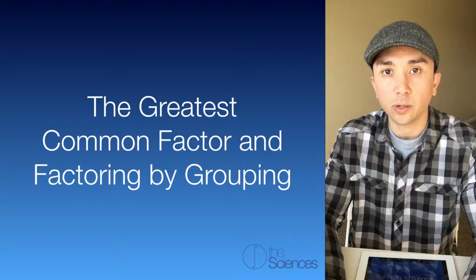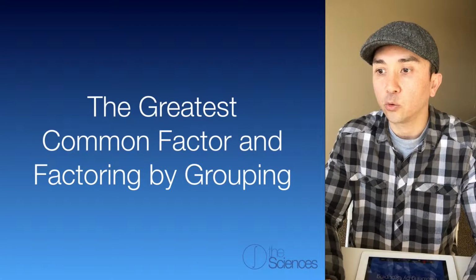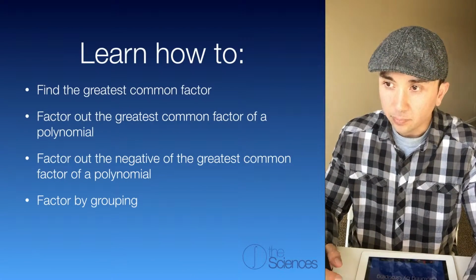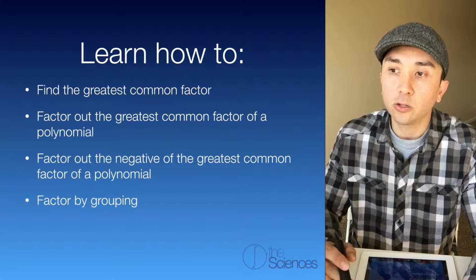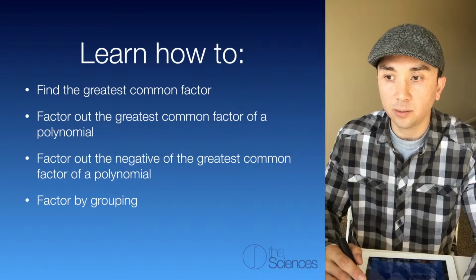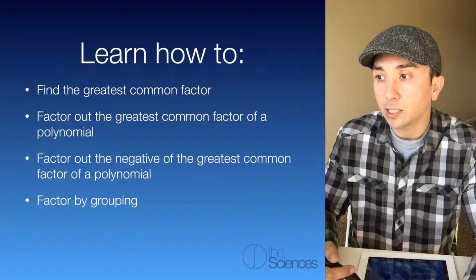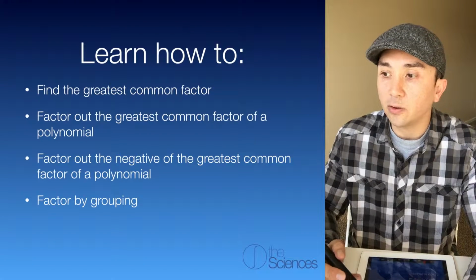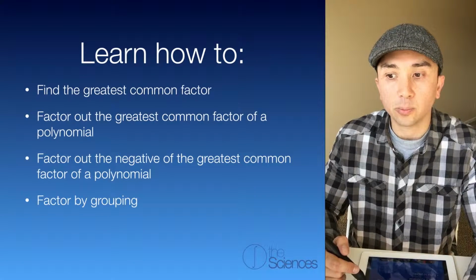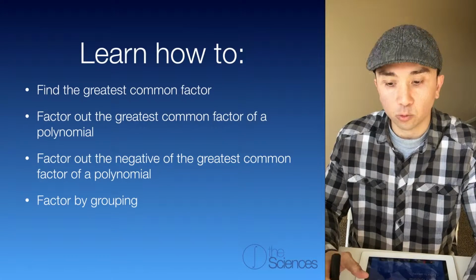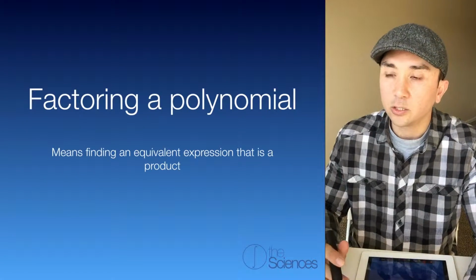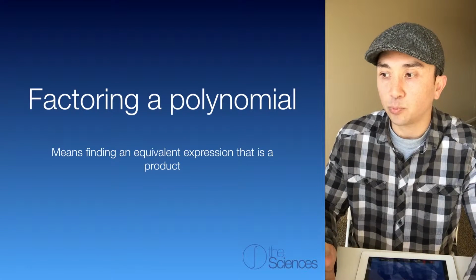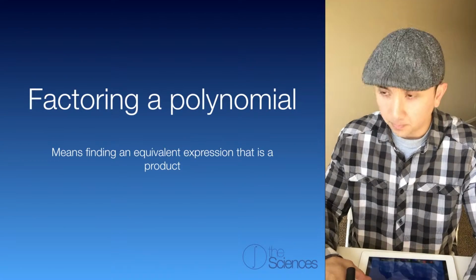Hi, in this tutorial, we're going to go over the greatest common factor and factoring by grouping. In this tutorial, you'll learn how to find the greatest common factor, how to factor out the greatest common factor of a polynomial, how to factor out the negative of the greatest common factor of a polynomial, and how to factor by grouping. So factoring a polynomial means finding an equivalent expression that is a product.